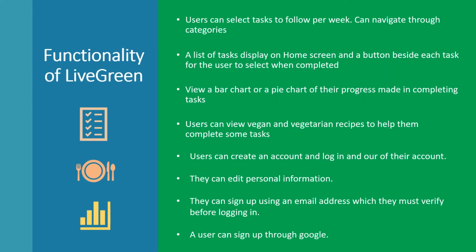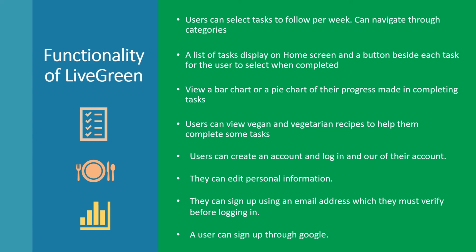So the main functionality of Live Green is basically so users can select tasks to follow per week. They can navigate through different categories of tasks to select. This will probably make more sense when you see my demonstration, but when they select the task they want to follow, the tasks will display in their home screen, and there'll be a button beside each task for the user to select when they've completed it.